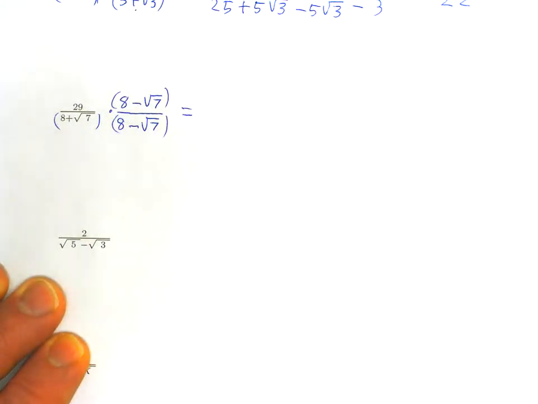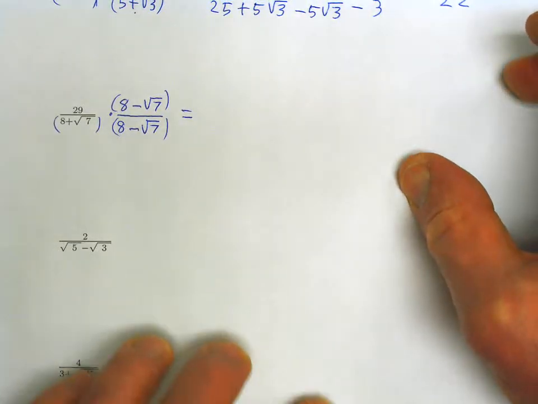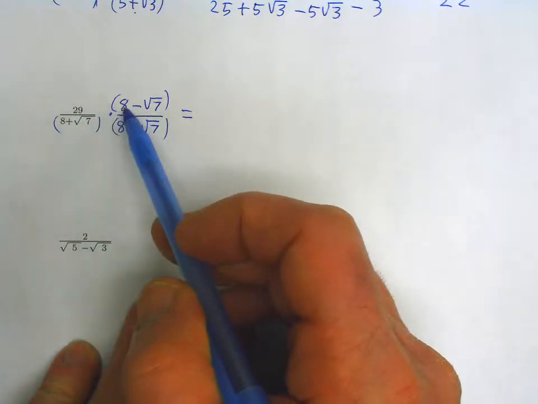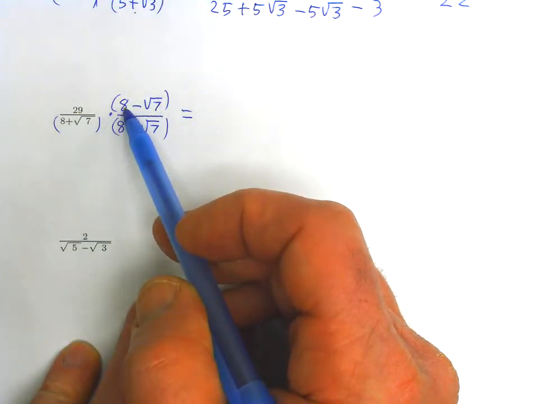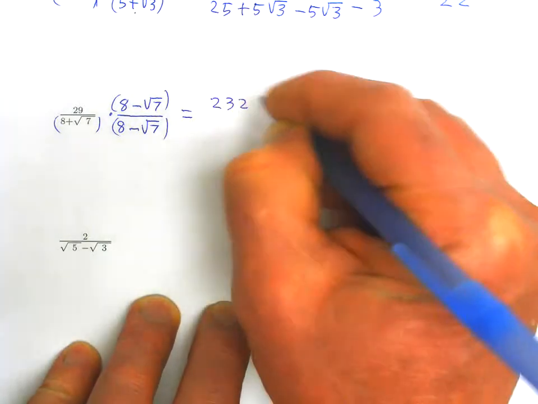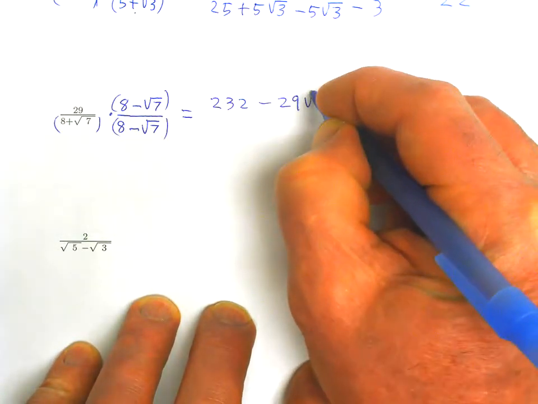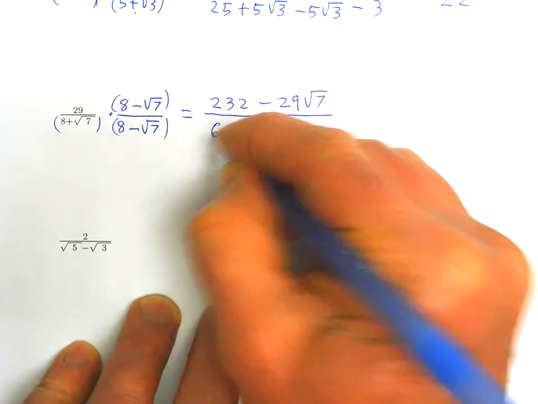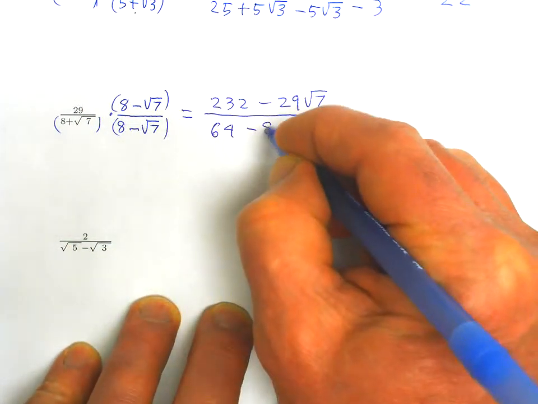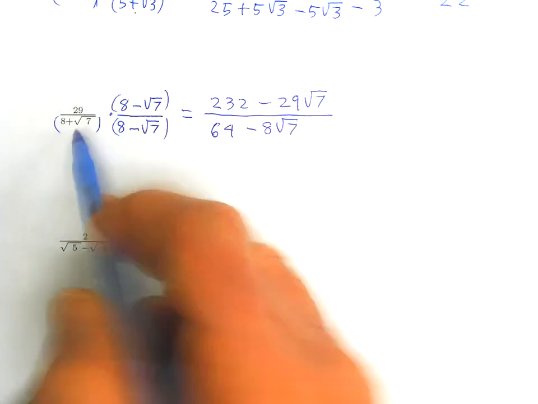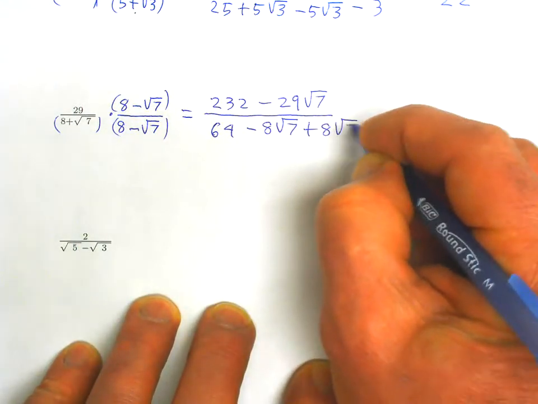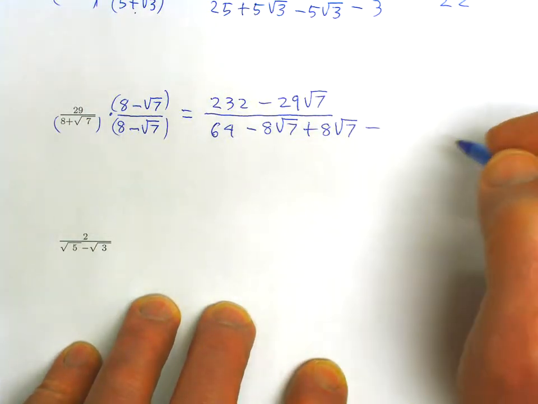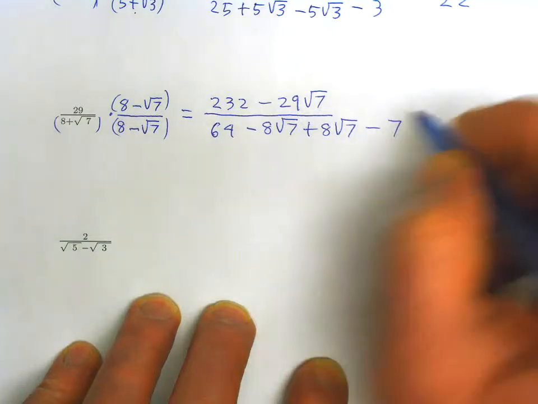And after we do this, the square roots from the denominator will be eliminated. So 29 times 8 is 232, and then minus 29 times the square root of 7 in the numerator. In the denominator, 8 times 8 is 64, and then minus 8 times the square root of 7, and then plus 8 times the square root of 7. Those are canceling each other out. And then we have minus the square root of 7 times the square root of 7, which is just minus 7.